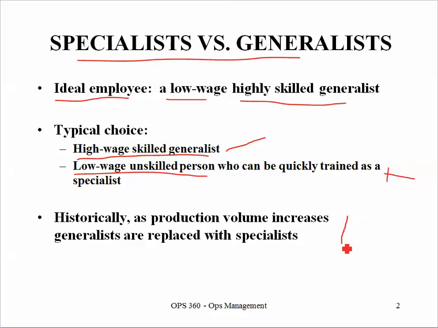Generally, what happens in an operation, if it starts out at a fairly low production volume, more like a job shop, is high product variety, low production volume. As production volume increases, the nature of the business changes from being a job shop to more of a flow shop, and the generalists are replaced with specialists. So that's what happens broadly speaking in the sweep of history in certain industries. As the industries become higher volume, their workers become more specialized.